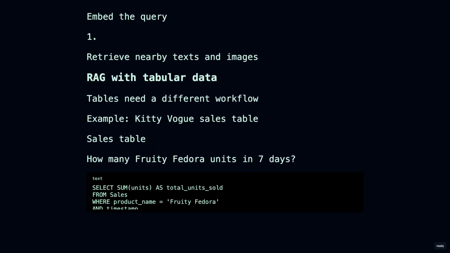This SQL query does exactly what the question asks. It sums the units, restricts the table to Fruity Fedora, and limits the result to the last 7 days. The important part is that the query expresses the user's intent precisely enough for the database to execute it.